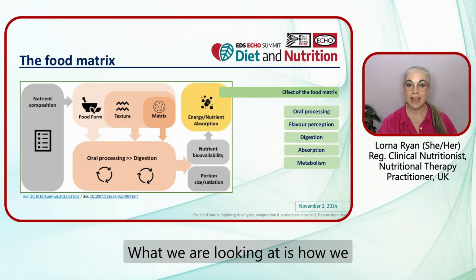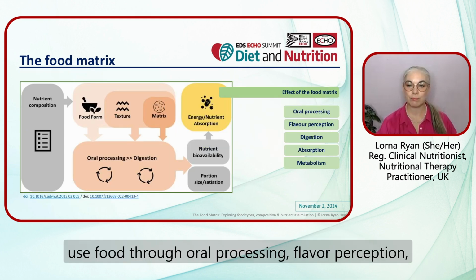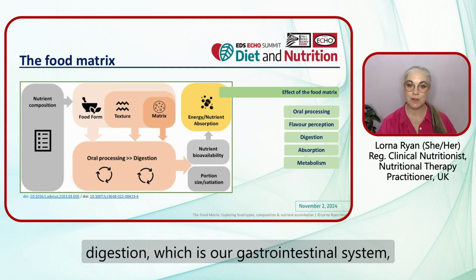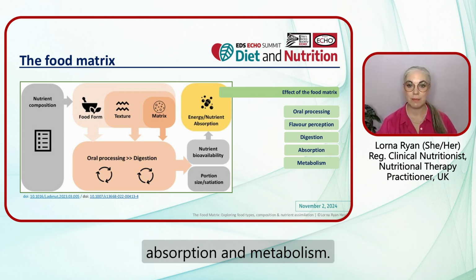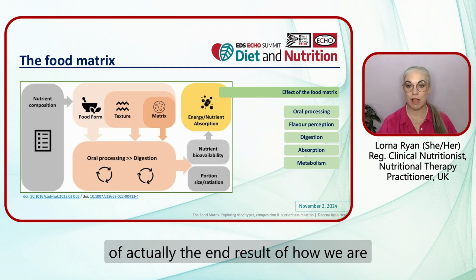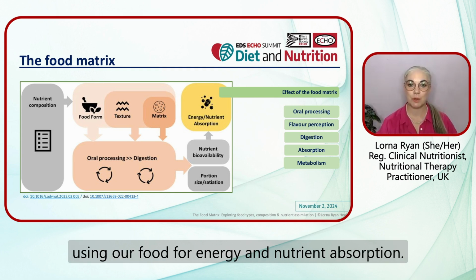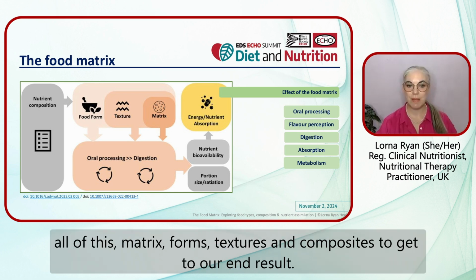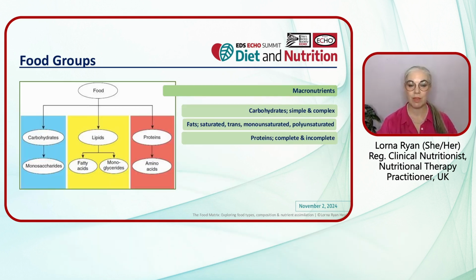So, what we're looking at is how we use food through oral processing, flavor perception, which is how it tastes in the mouth, digestion, which is our gastrointestinal system, absorption, and metabolism. So, metabolism is that big orange square there, the end result of how we're using our food for energy and nutrient absorption. And we have nutrients going through all of this matrix, forms, textures, and composites to get to our end result.